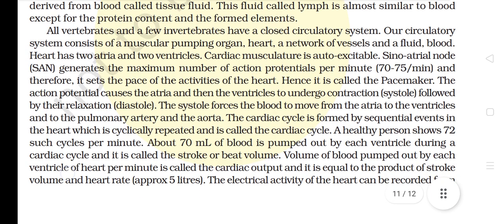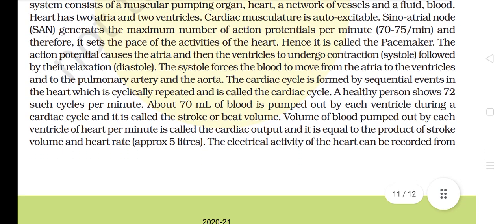All vertebrates and a few invertebrates have a closed circulatory system. Our circulatory system consists of a muscular pumping organ, the heart, a network of vessels, and a fluid, blood. The heart has two atria and two ventricles. Cardiac musculature is autoexcitable. The sinoatrial node, SAN, generates the maximum number of action potentials per minute, 70 to 75 per minute, and therefore it sets the pace of activities of the heart. Hence, it is called the pacemaker.